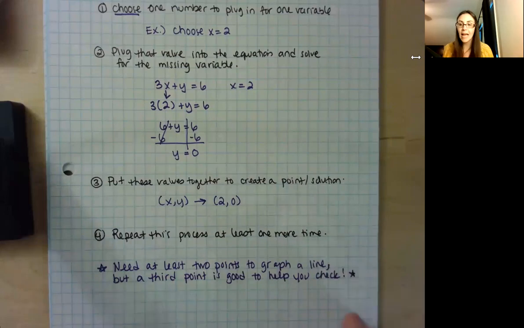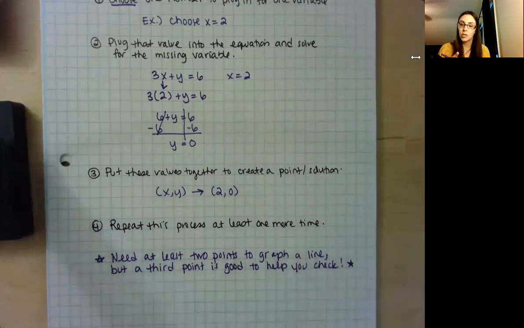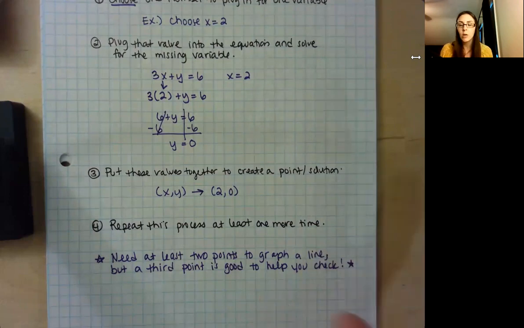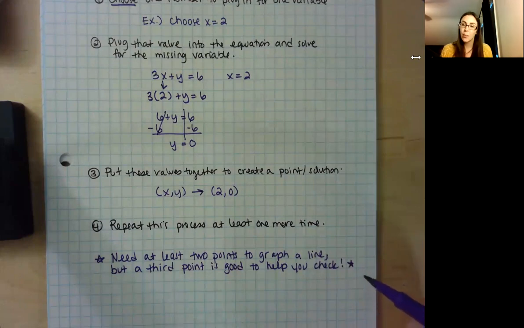So when you're graphing lines in particular, you need at least 2 points in general to graph a line, but a third point is always good to help you check. So I do recommend trying to find at least 3 points when you're graphing. When you get to more complicated graphs like curves or circles, we often need more than just 2 or 3 points. So again, this is specifically for lines in general. We typically like at least 2 points to graph. But that third point is really nice because it will help you just check your work.